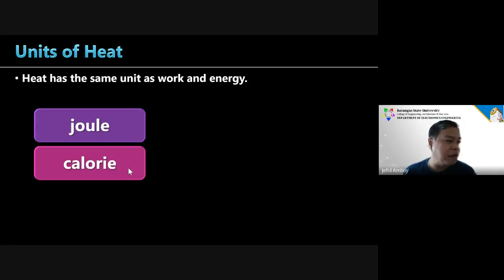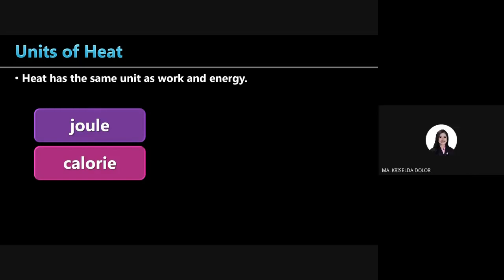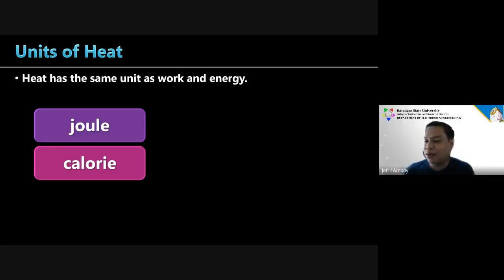Again, would like to define calorie? Okay, si Criselda. Go ahead, Criselda. The calorie is the amount of heat required to raise the temperature of 1 gram of water by 1 degree Celsius from 14.5 to 15.5 degrees Celsius. Very good. Very eloquent. Okay? Now, that is the definition of calorie.